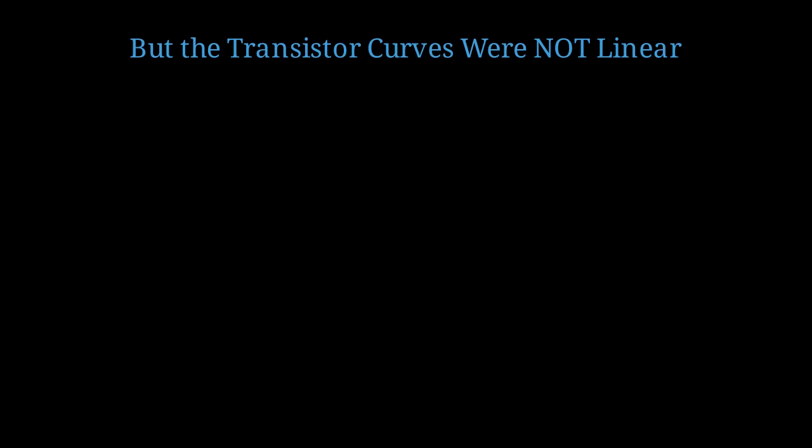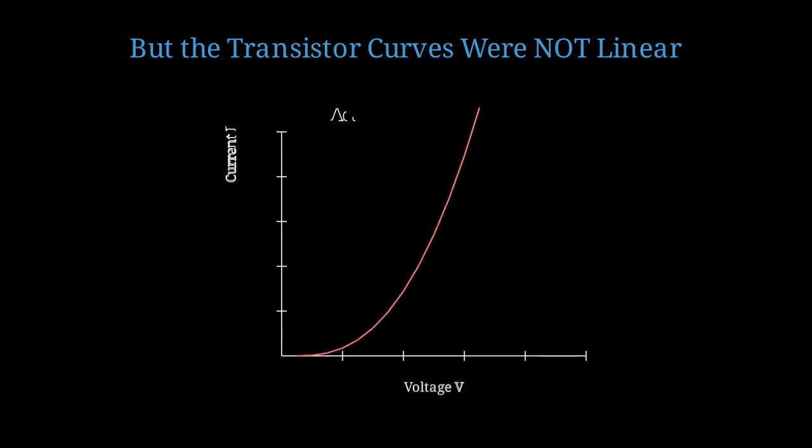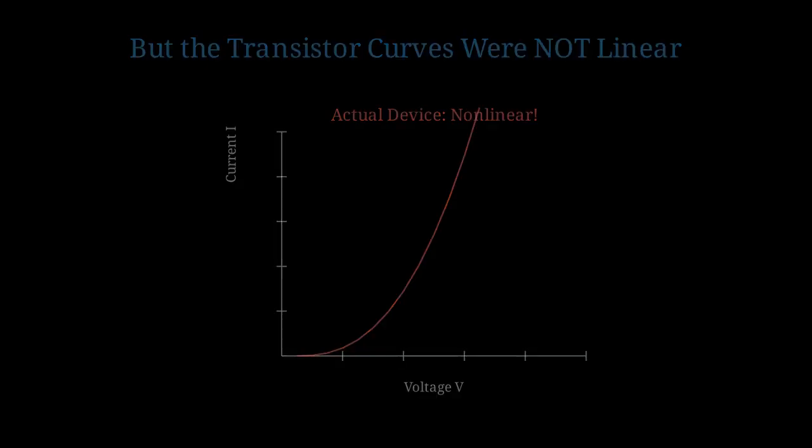However, when Brattain measured the current through their germanium setup, he got curves that looked nothing like straight lines. Look at this curve. At low voltages, almost no current flows. Then suddenly at higher voltages, the current shoots up exponentially. This is definitely not a resistor.